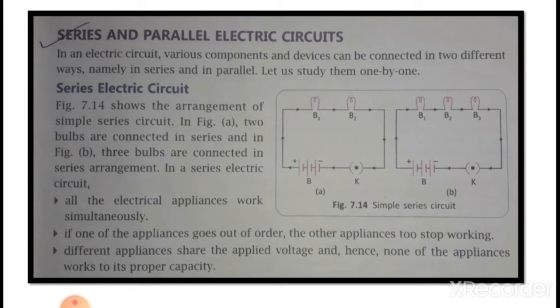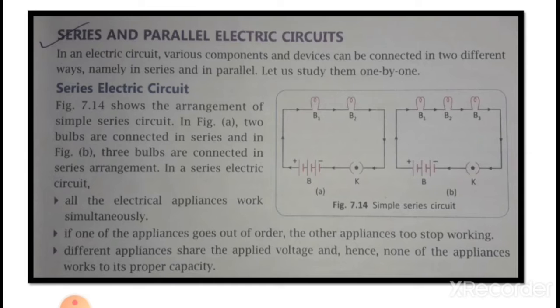Figure 7.14 shows the arrangement of a simple series circuit. In figure A, two bulbs are connected in series, and in figure B, three bulbs are connected in series. In series electric circuits, all the electrical appliances work simultaneously. If one of the appliances goes out of order, the other appliance too stops working. Different appliances share the applied voltage and hence none of the appliances works to its proper capacity.